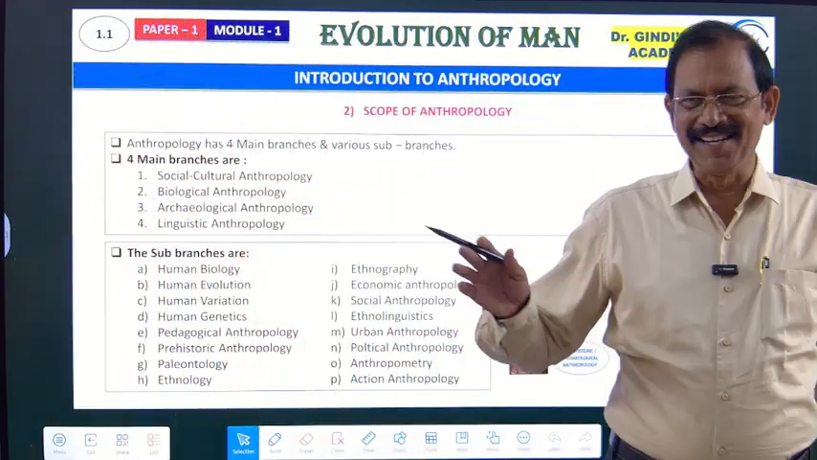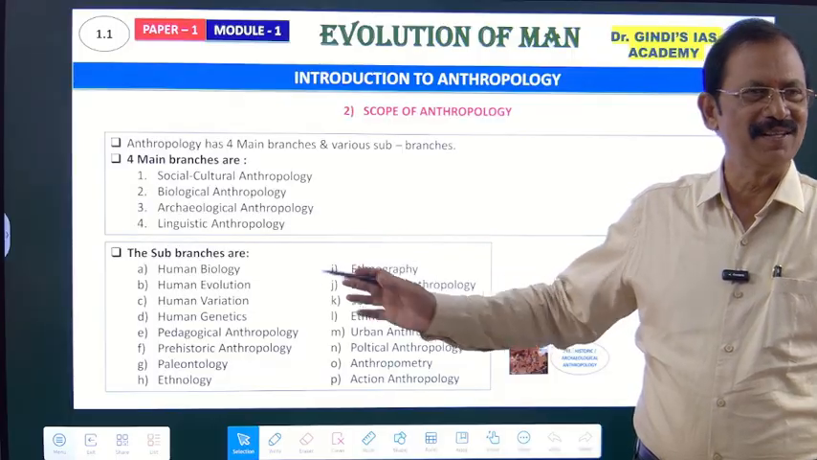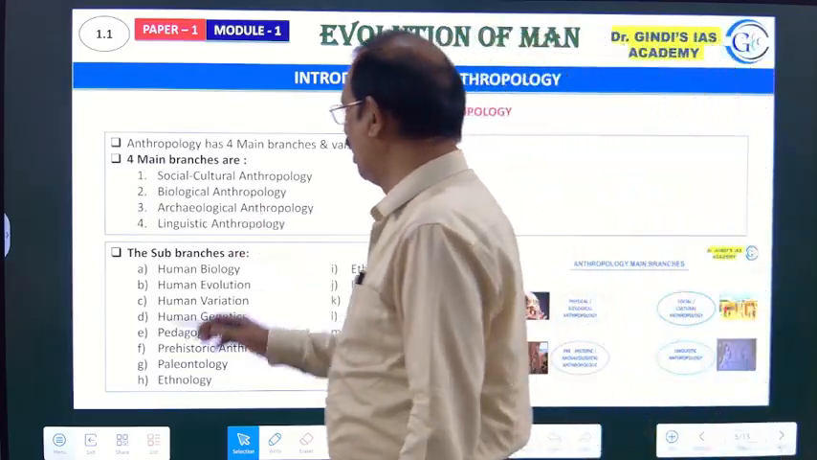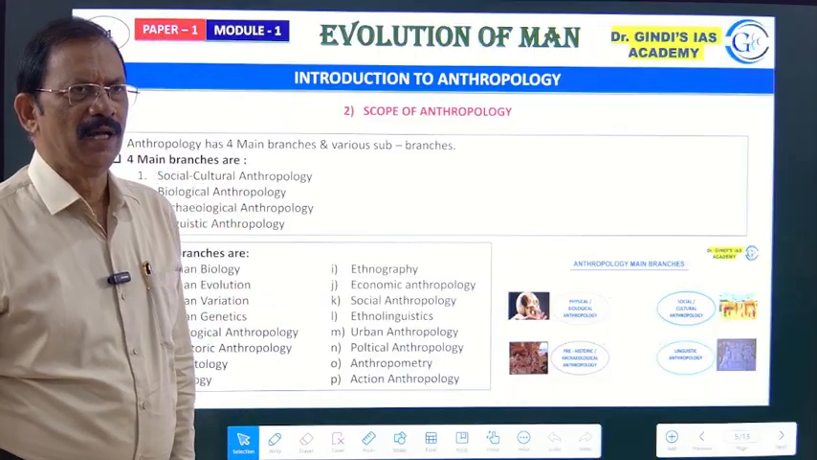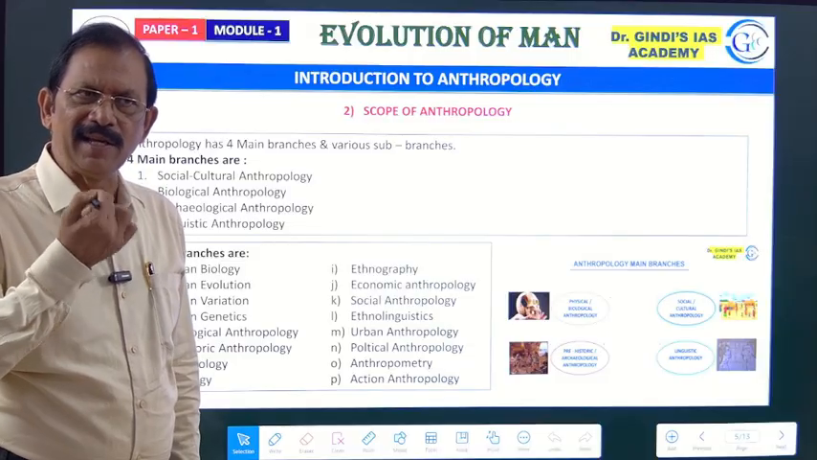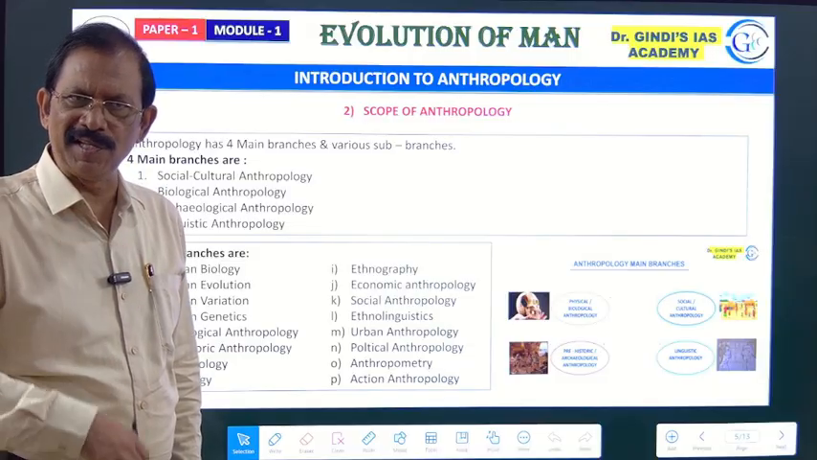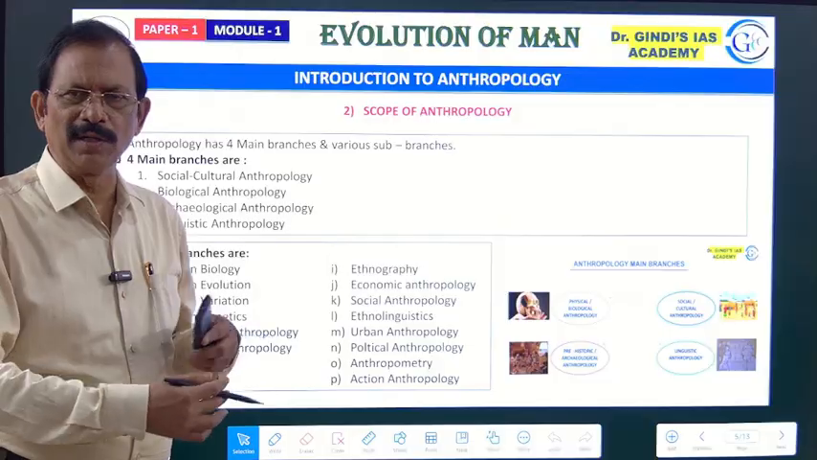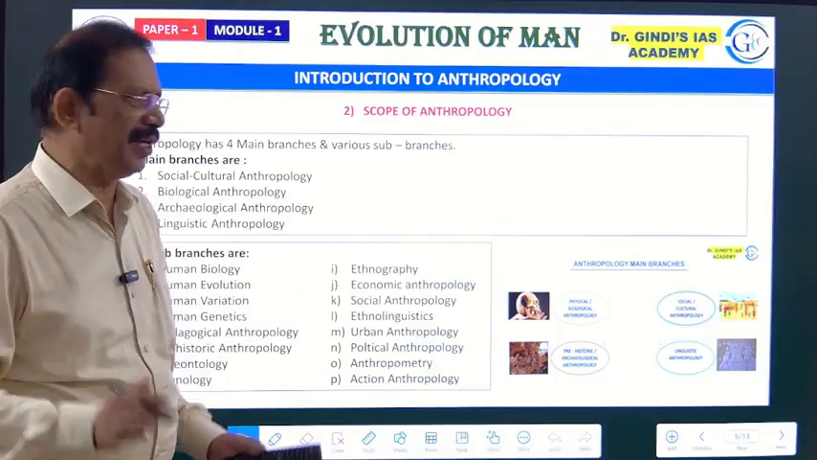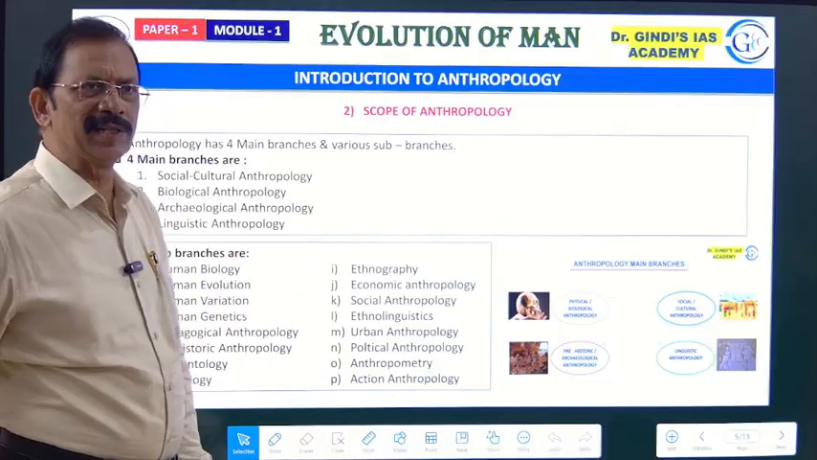Of course, it is already under 1.3 of your UPSC syllabus, as I already explained. Then biological anthropology. As I already explained, biologically and physically, what are the various things in our body? What are the physiological functions? What is the anatomy? Everything we study comes under biological anthropology.